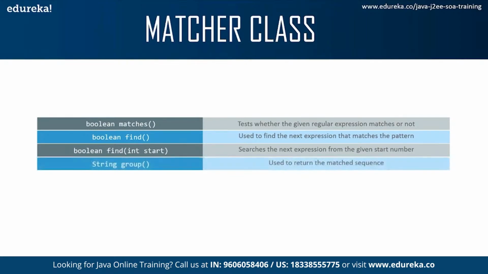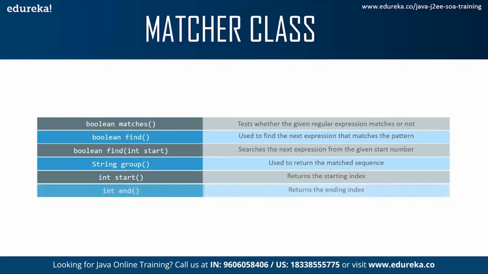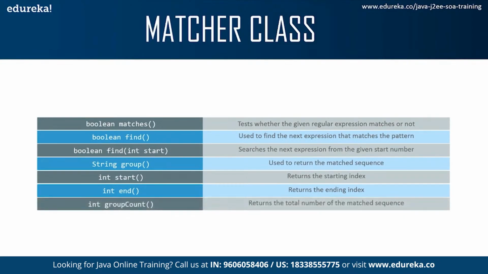So you have one more method called String group. Again, this is used to return the matched sequence. So when you get the proper match sequence by using boolean matches and boolean find, then you have to return the match sequence. In order to do that, you need to write the String group method. Next, int start. This method is used to return the starting index of the regular expression. And similarly, int end is used to return the ending index of the regular expression. And you have the group count, which is used to return the total number of the match sequences.